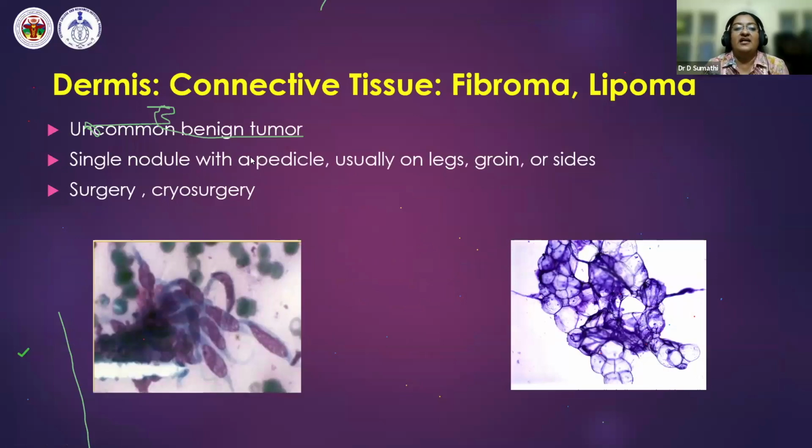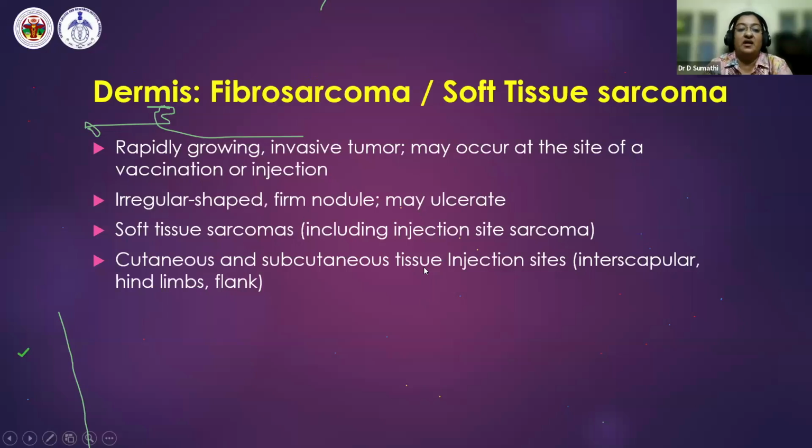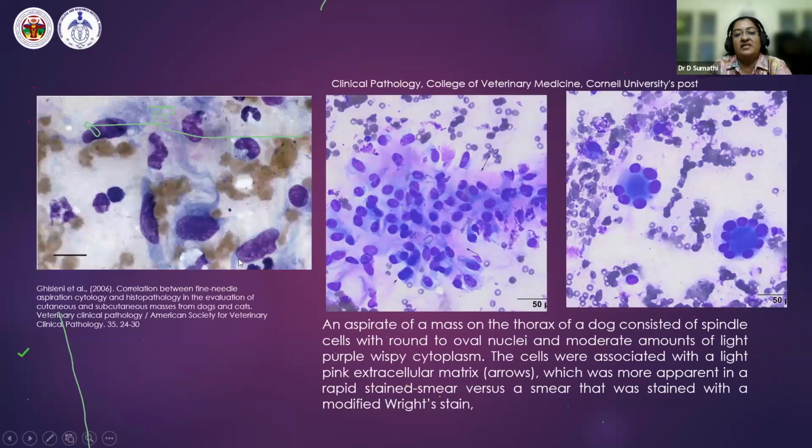Coming to the connective tissue related masses, we have fibroma and lipoma. These are mostly benign and usually get surgically resected if the owner is willing. We also go with surgery, or sometimes cryosurgery. If they are rapidly growing and malignant, then we cannot go with complete surgical removal, or sometimes it is not possible to remove surgically when it becomes very extensive. In such cases, we need to go for chemotherapies.